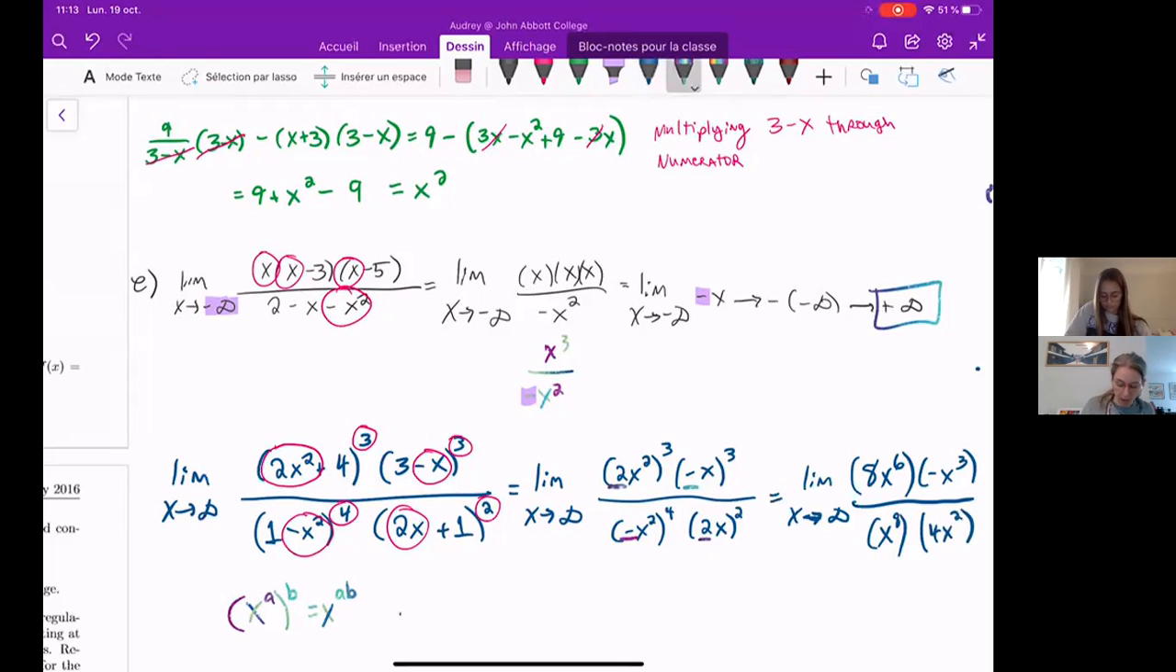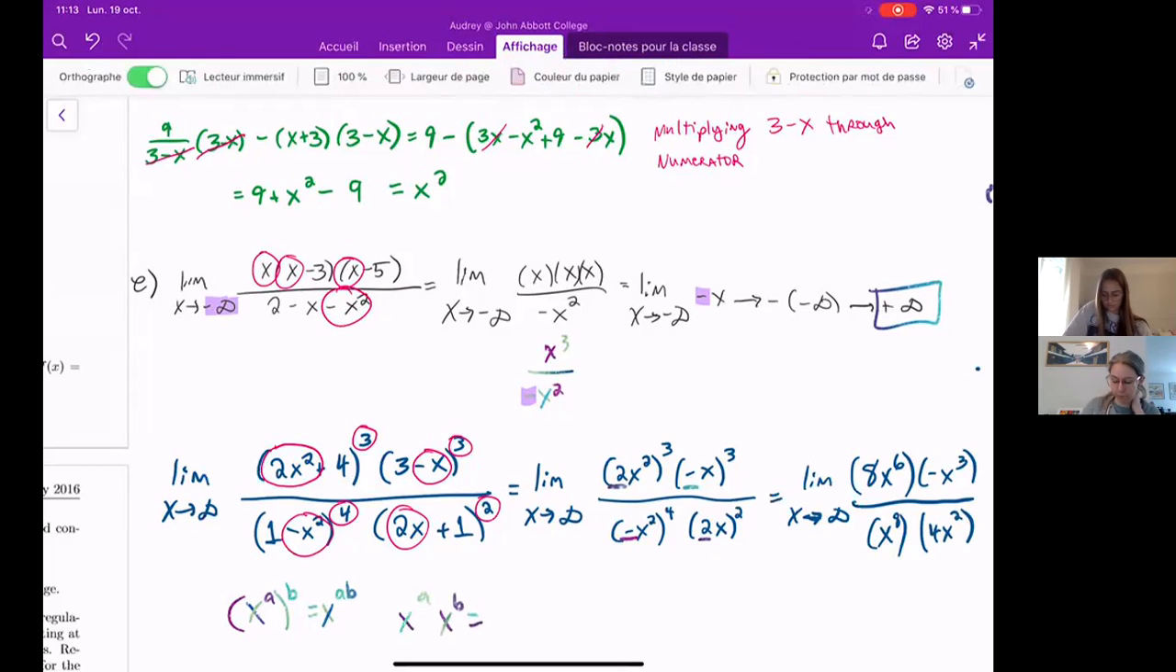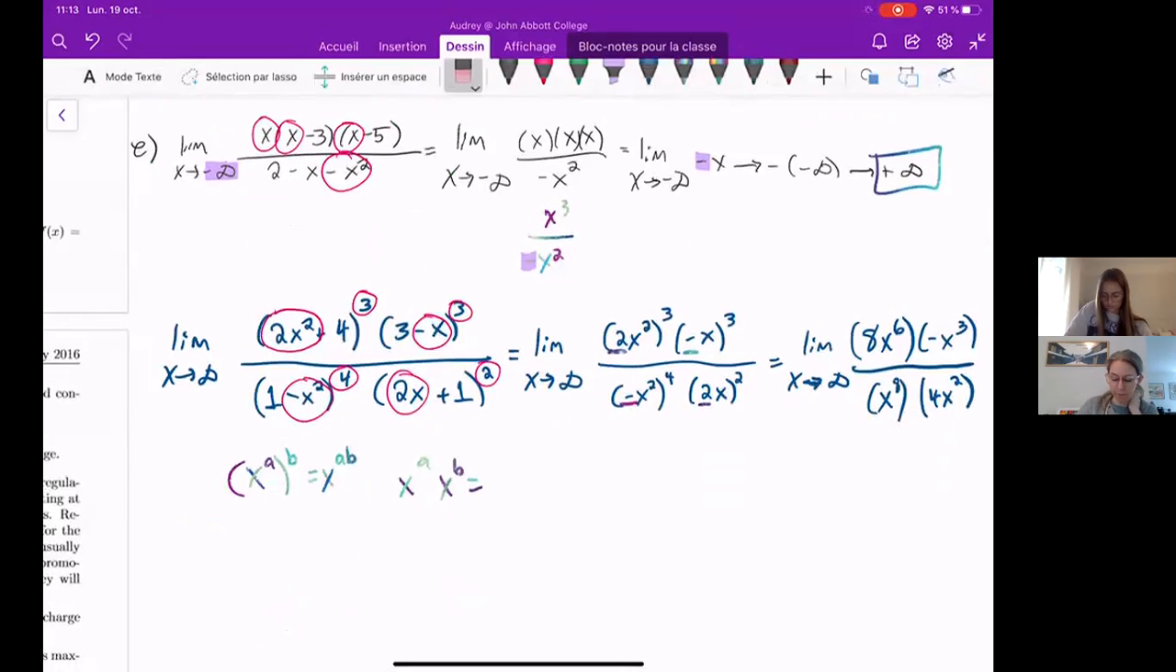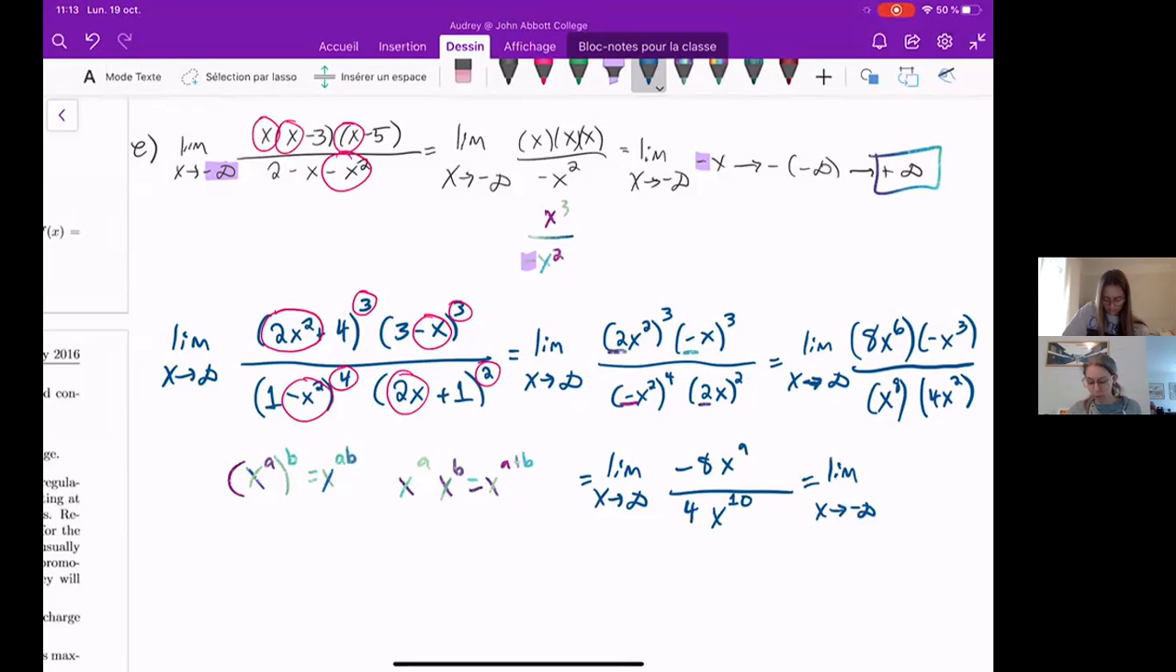And then x to the a times x to the b, am I adding those powers or multiplying them? Yeah, you're adding. I'm adding them, so that's x to the a plus b. So then this is the limit as x approaches infinity of negative 8x to the 9 over 4x to the 10. Negative 8 divided by 4 is negative 2. And I have 1x left in the denominator. I had 9 on top, 10 on the bottom, so I only have 1 left over on the bottom.